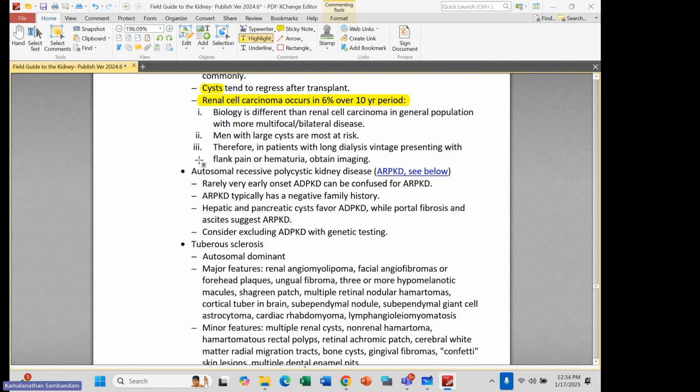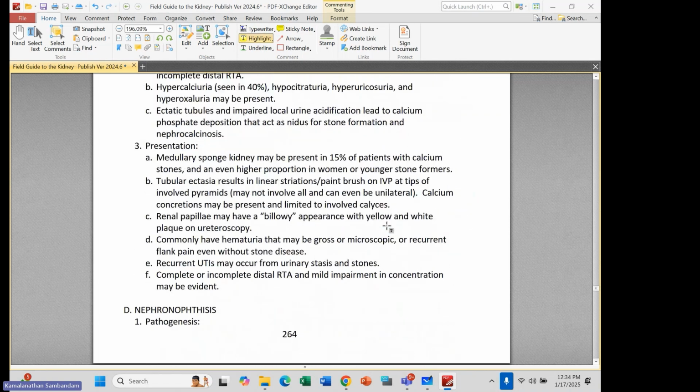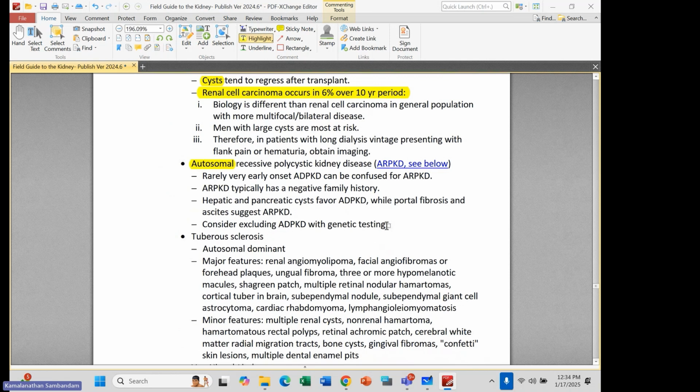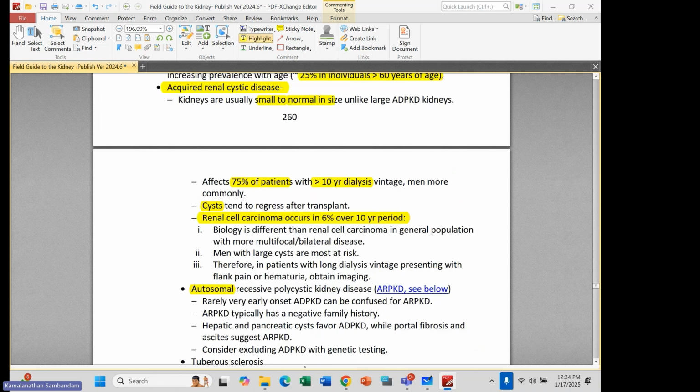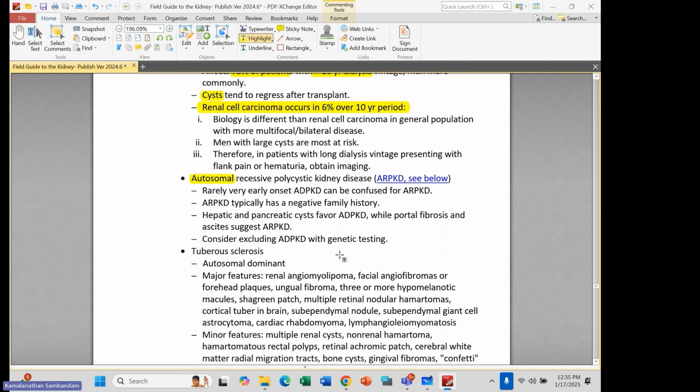Okay? Autosomal recessive polycystic kidney disease. We'll talk about it in a little more detail in a separate section, so I won't go over that in great detail here, except to say that sometimes it's not so obvious. We think of ARPKD as being primarily a disease that our pediatric colleagues see, but there are well-described instances in which ARPKD presents in adulthood. And we'll go over some of those varied presentations as we segue over to ARPKD. Okay? As you're thinking of this differential diagnosis, you're thinking about acquired cystic kidney disease in the patients with prolonged dialysis vintage. You're thinking about ARPKD in patients that have negative family histories, right?